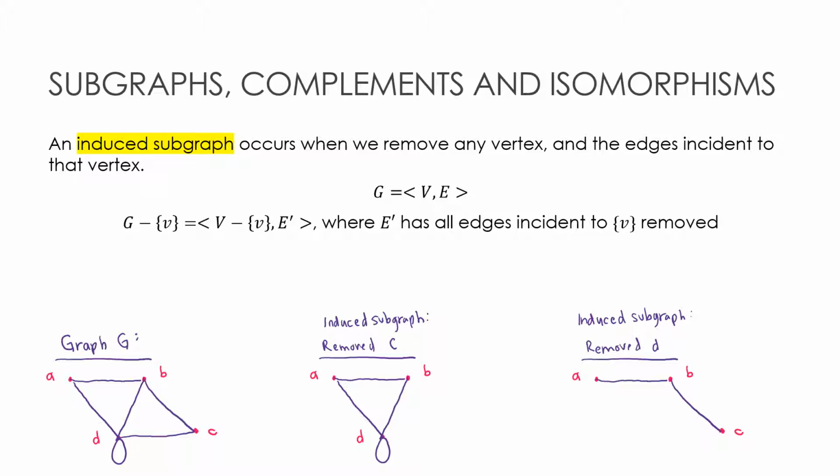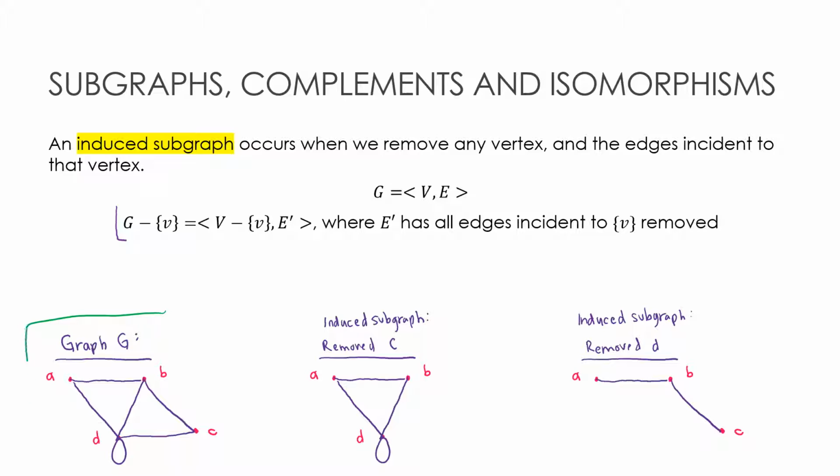Another specific type of subgraph is called an induced subgraph. And this occurs when I remove a vertex and any of the edges that were connected to that vertex. So again, you can see the mathematical notation. I'm taking G, which is my original graph. I'm subtracting some vertex, and that's going to give me some smaller set of edges as well, since anything that was connected to the vertex that I'm removing must also be removed. So let's take a look at 2 examples.